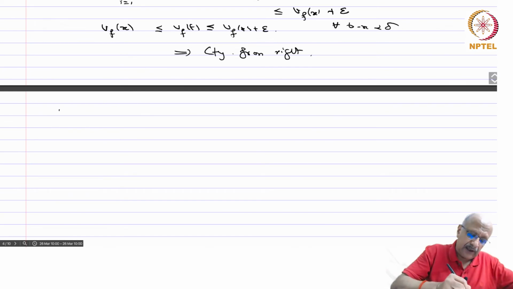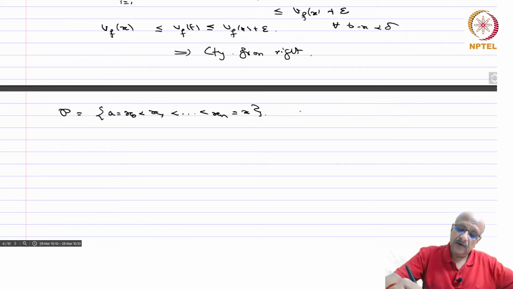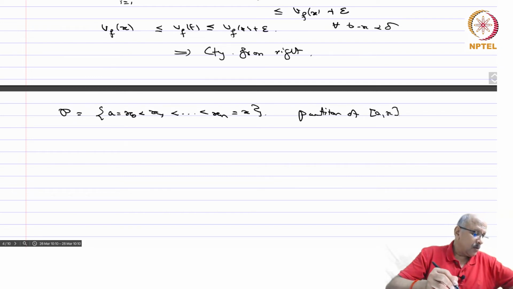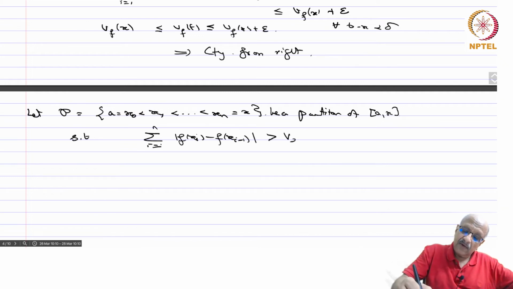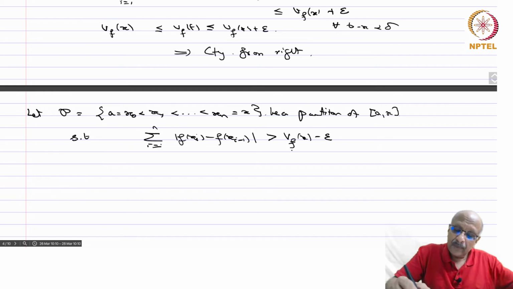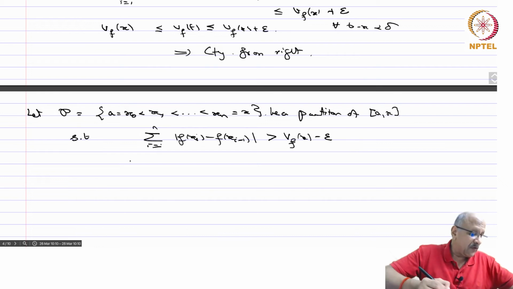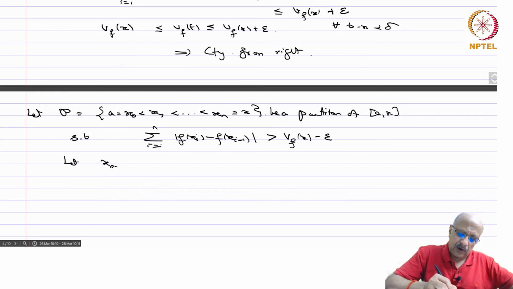Now for the continuity from the left, you take any partition P = {a = x_0 < x_1 < ... < x_n = x}, a partition of [a,x]. And now let it be a partition of [a,x] such that the sum from i=1 to n of |f(x_i) - f(x_{i-1})| is bigger than V_f(x) minus epsilon, because the supremum is V_f(x), so I can always find a partition which is bigger than V_f(x) minus epsilon. Now let x_{n-1} < t < x_n = x, and x - t < delta.